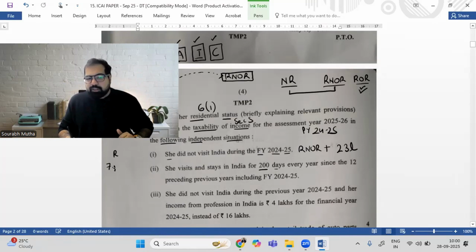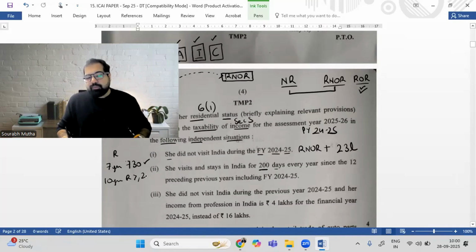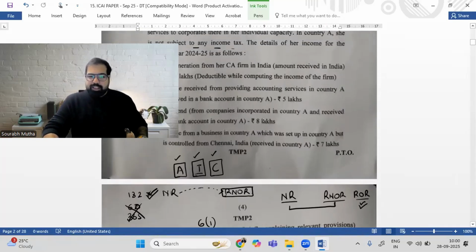In the last 7 years, has she stayed in India for at least 730 days? Let's check that. If she stays in India for 200 days every year, so 200 into 7 is basically 1400 days. Is she fulfilling this condition? Yes. And in the last 10 years, is she a resident in at least 2 years? Yes, because she's staying in India for 200 days, she's meeting the first condition always, and hence this one also is met, and she becomes a ROR. Now with the ROR, they cry in the corner because everything is taxable. So all the incomes will be taxable.